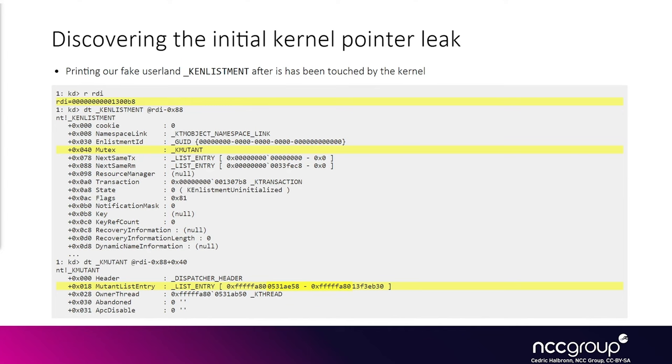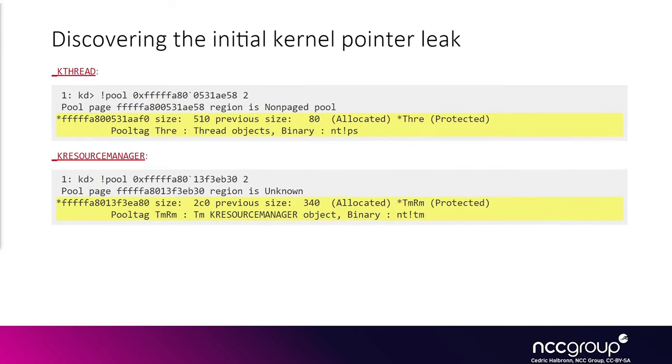And so as you can see, we have our fake userland K enlistment's K mutant that is touched by the kernel. And so its mutant list entry is leaking us two kernel addresses. And so we can see one ending with AE58 and the other one ending with EB30. And so if we look at what object these addresses correspond to using the !pool command, we see that the first leaked address points to a K thread, which is actually the thread calling TmRecoverResourceManager. And the other entry in this linked list points to a K resource manager, which is actually the K resource manager pointer passed as an argument to the same TmRecoverResourceManager function.